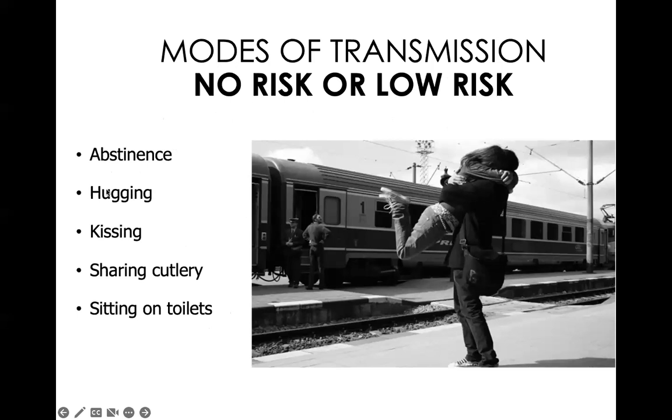There are very low risks of acquiring most of these STIs through hugging, kissing, sharing cutlery, sitting on toilets. Social interactions basically have a very low risk of transmitting these STIs. And of course, abstinence is a sure way of also avoiding acquisition of these STIs.